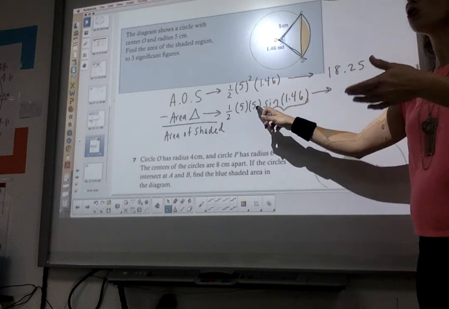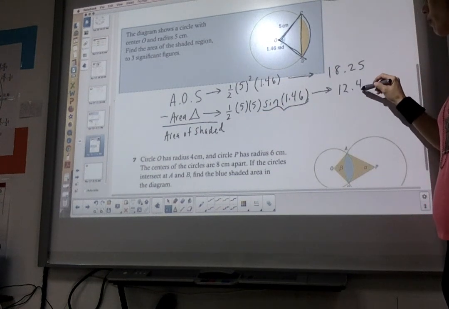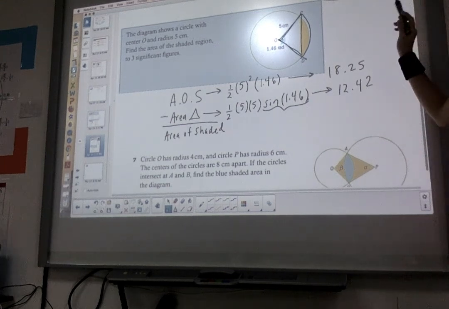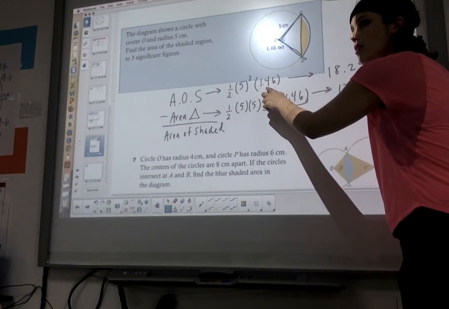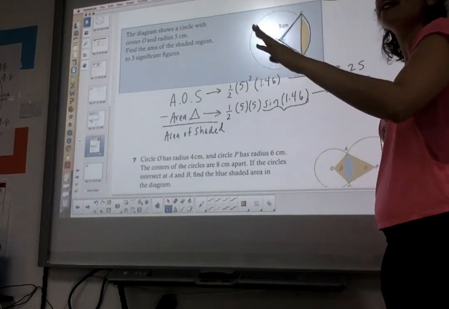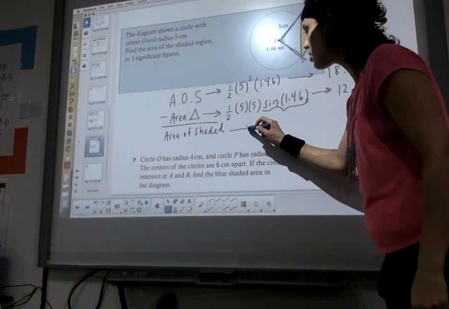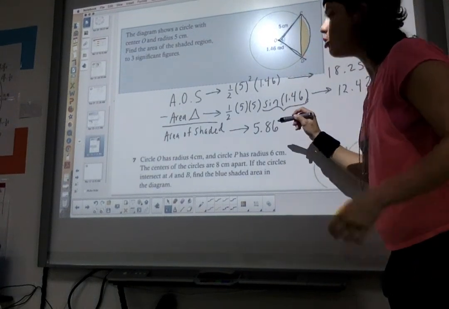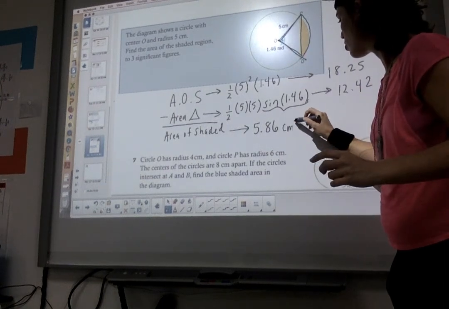Then multiply it by 25 and divide by 2. 12.42. And now subtract them, and we're done. 5.83. That is already in radians. This is just arithmetic. You're not doing sine or cosine of the angle, so it wouldn't matter in that case. And the answer is 5.83 units. That's an area, so centimeters squared.